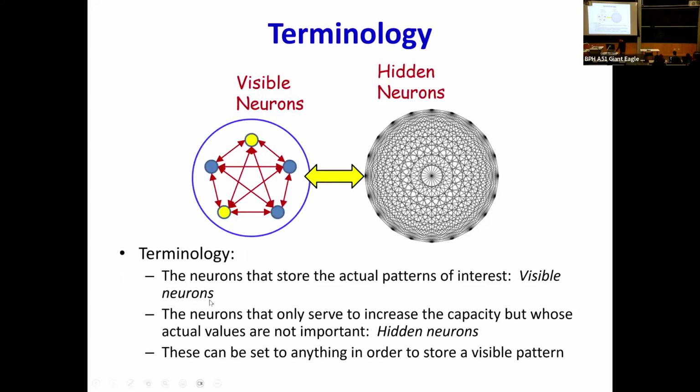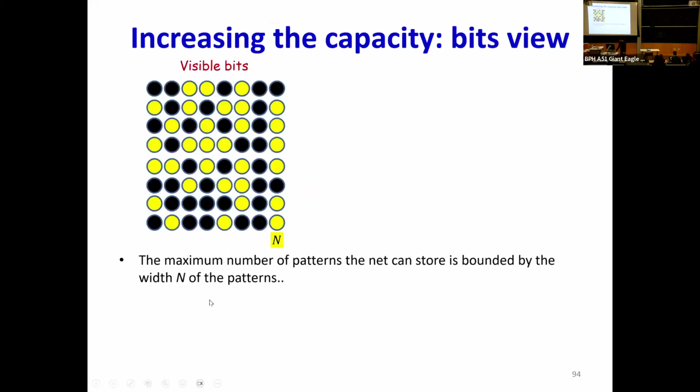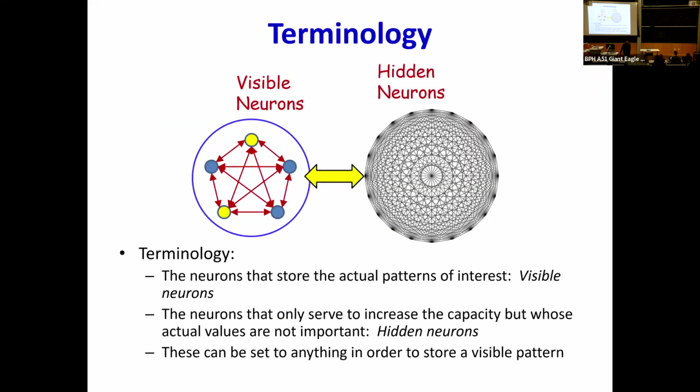So the way you can think about it is you have what are called, let me see if I have the picture here, visible neurons. These are the neurons which store the patterns that you're interested in.